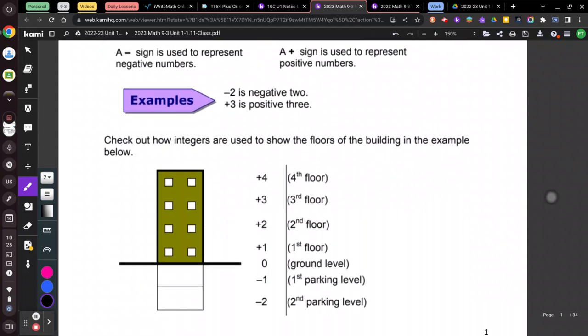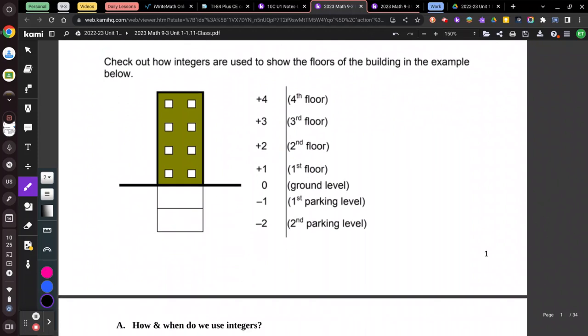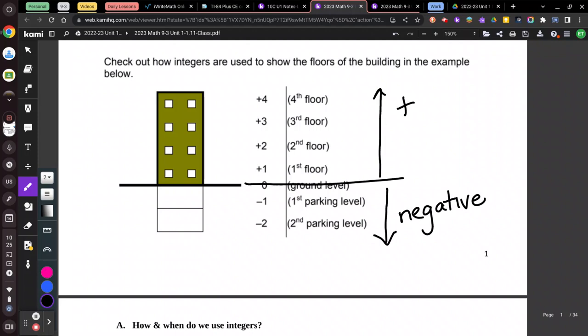Now, what if they show it to us on a vertical? So here's a vertical line. When they show it to us like this, we can compare it to a building. So the ground level would be zero. Anything below ground is going to be negative, and anything above ground is going to be positive. So zero is always ground level.